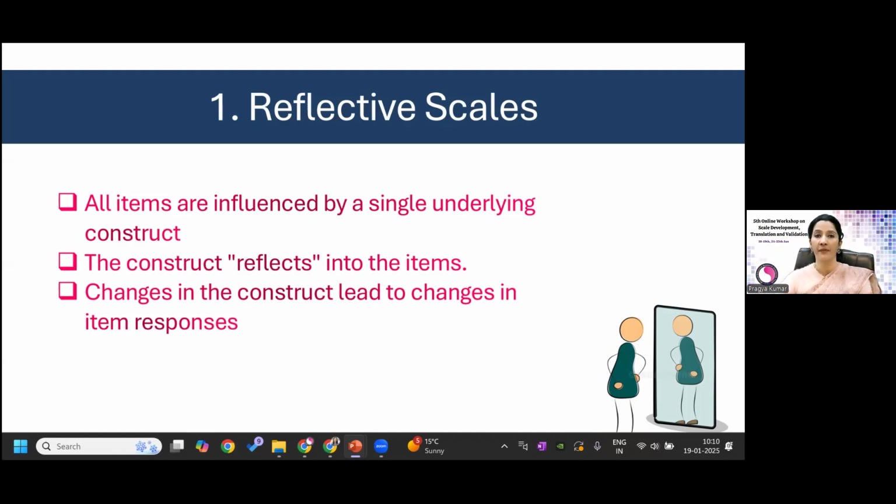If there is a change in the construct, that means a change in the level of depression, the items will be affected. That's what we did yesterday: the independent variable in this case is the construct, which is also known as the factor. Many times we call it a factor. And the variable is also known as the item. There are various variables. So this change in the construct leads to a change in the item response. That was reflective. Do you all agree with this?